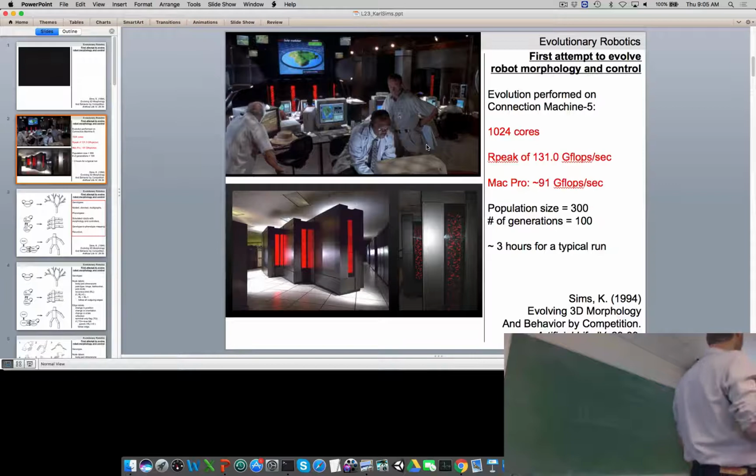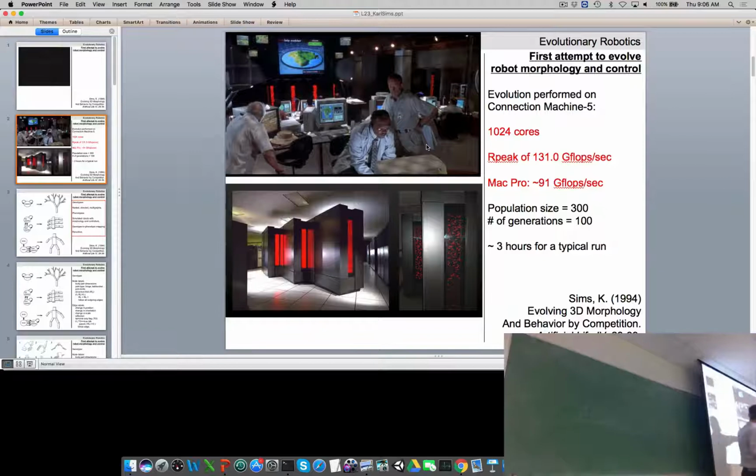MacBook Pro has about 91 gigaflops per second, so the CM5 was on par with a laptop. Not bad. A little bit bigger than a laptop back then, but still a pretty powerful machine. You'll notice that it had 1024 cores, so it was a parallel machine. And they were connected in a hypercube arrangement.